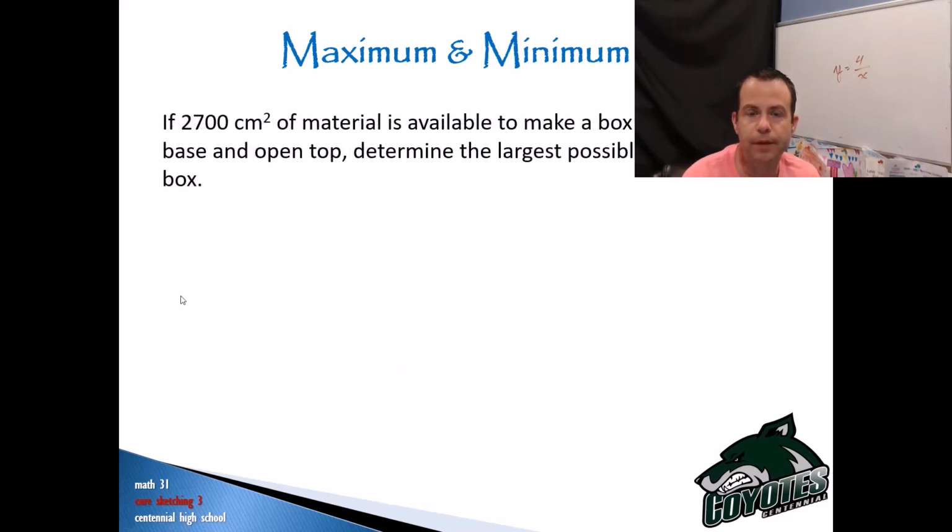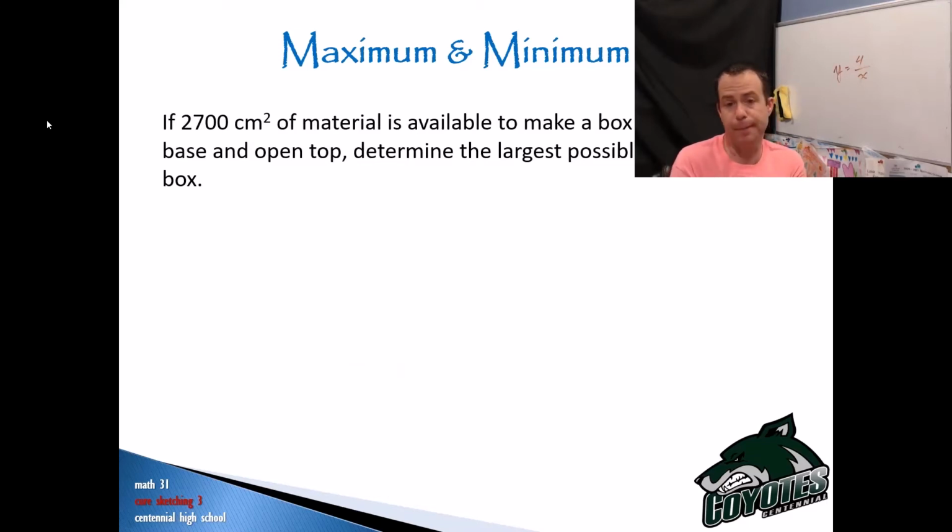Okay. If 2,700 centimeters squared of material is available to make a box with a square base and no top, determine the largest possible volume of the box. Now, again, you've done questions like this before. We've probably asked you questions like this in grade 10 for factoring. We've probably asked you questions like this in grade 11. Now we're looking at it from a calculus perspective.